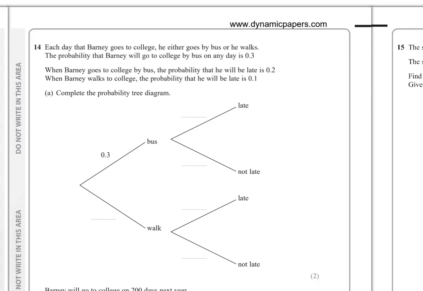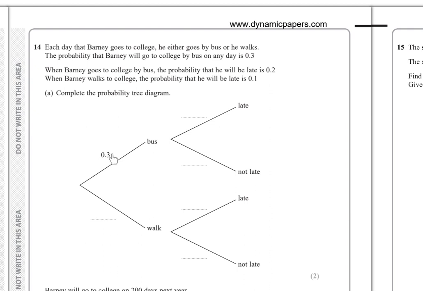Number 14. Each day that Barney goes to college, he either goes by bus or he walks. The probability that Barney will go to the college by bus on any day is 0.3. When Barney goes to the college by bus, the probability that he will be late is 0.2. Complete the probability tree diagram.